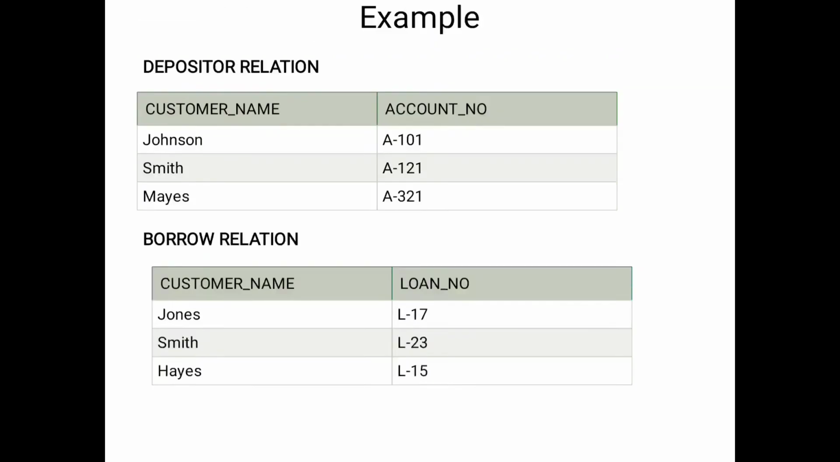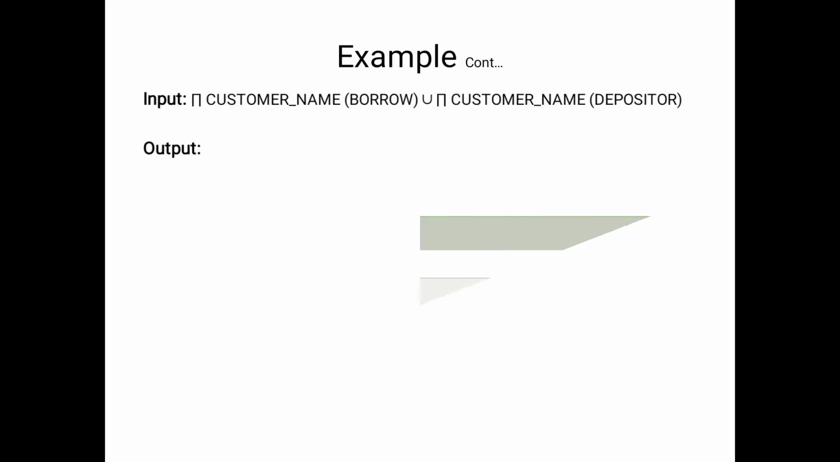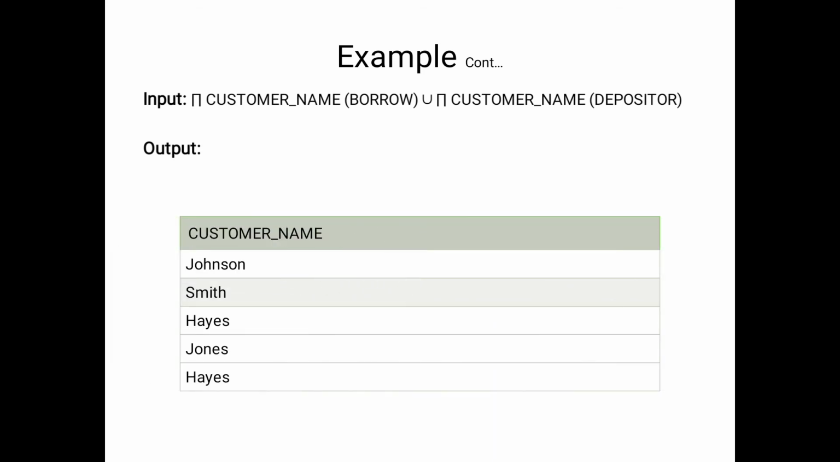In this example, the depositor table has the customer names Johnson, Smith, and Mays. In the borrow table, Jones, Smith, and Hayes are available. Smith is available in both tables. Finally, after performing the union operation, we receive five tuples, because Smith is available in both tables. That's why duplicates are not allowed in the union operation.